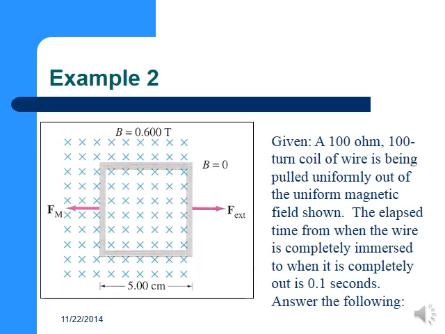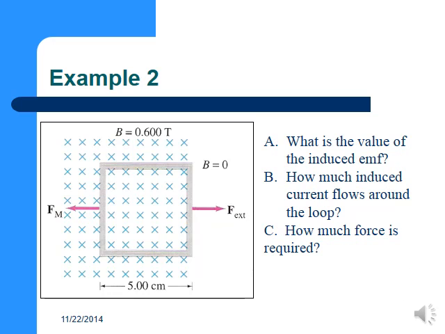Please answer the following. What is the value of the induced EMF? How much induced current flows around the loop? How much force is required? So why would we require a force to pull this loop out of the field?